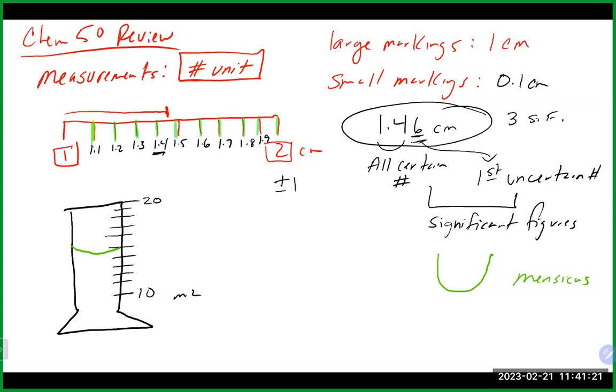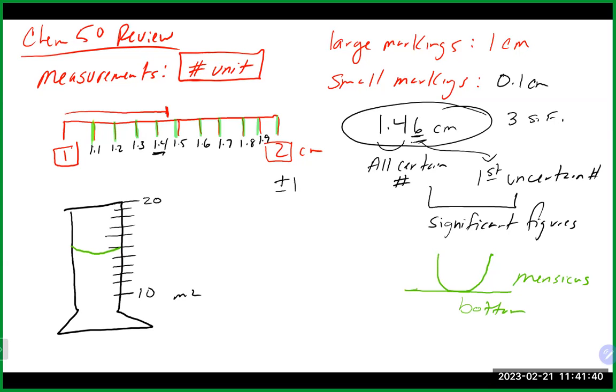Cohesive, adhesive properties, right? And that is why, typically speaking, in a meniscus that looks like this, we always read from the bottom of the meniscus. That's because that's really where, if we didn't have that attractive force, the volume is actually at. So that's why we read from the bottom of the meniscus.